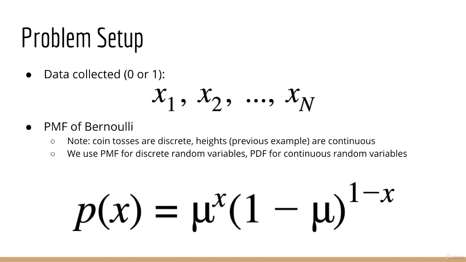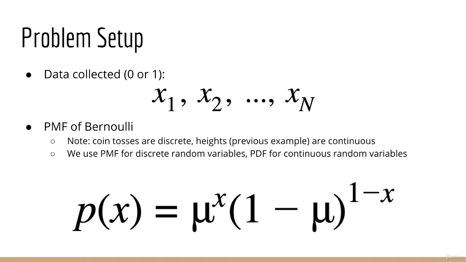Alright, so let's say we've tossed our coin a bunch of times. Let's call the results x1, x2, all the way up to xn. In this case, the x's can only take on two values, 0 or 1. Let's say 1 means heads and 0 means tails. In order to calculate the likelihood, we need the Bernoulli PMF, which is the equation you see here.